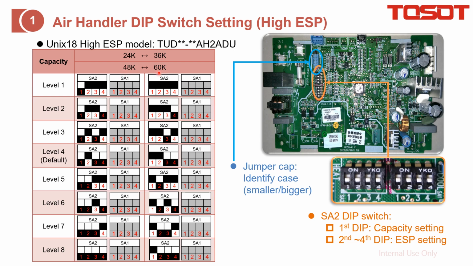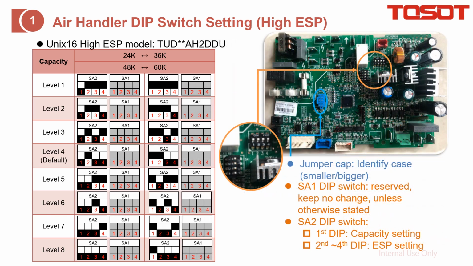As for the second to the fourth step, it is to identify the ESP, and I just put the information here just for your reference. Also the same, the higher level also means it can get a higher fan RPM, which is to ensure the higher ESP.